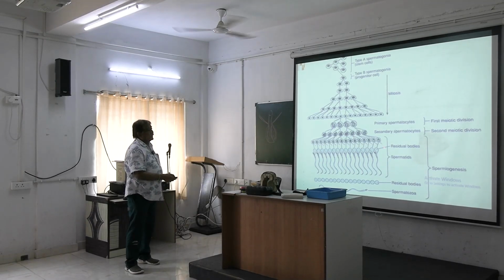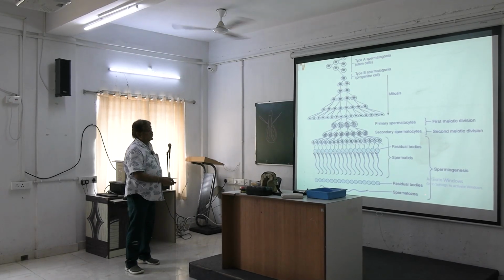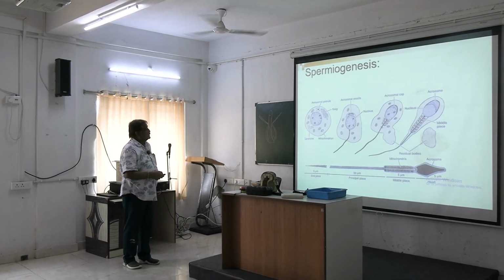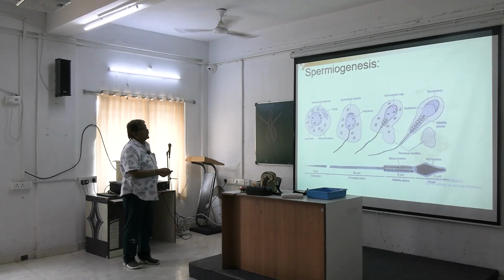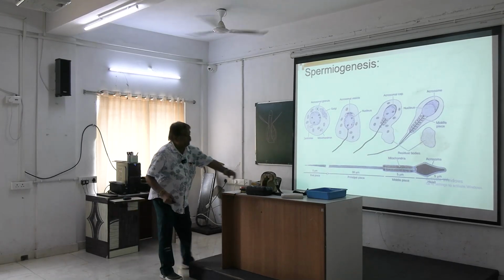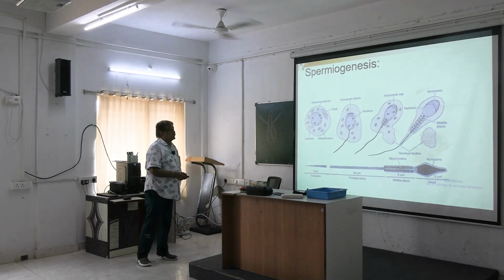You can see the residual bodies and the spermatids here. And residual bodies are here and the spermatozoa. This is the spermatozoa. Now spermiogenesis: see these are the cells, the mitochondria, nucleus, Golgi bodies, acrosomal vesicle and acrosomal cap. This is the result, the spermatozoa. Now you see the spermatozoa.